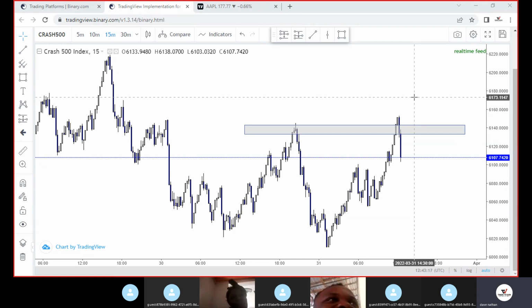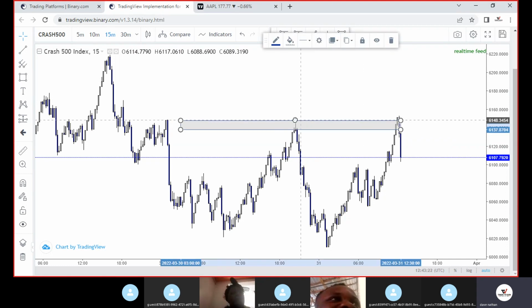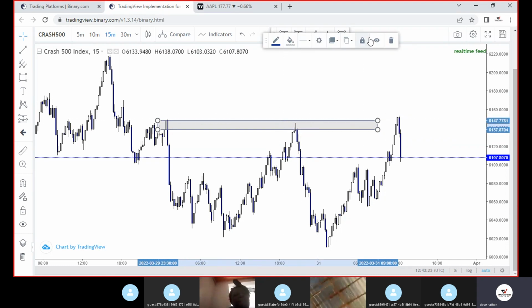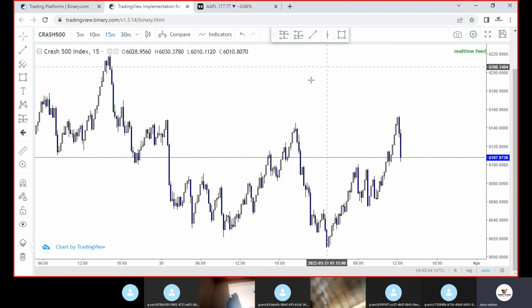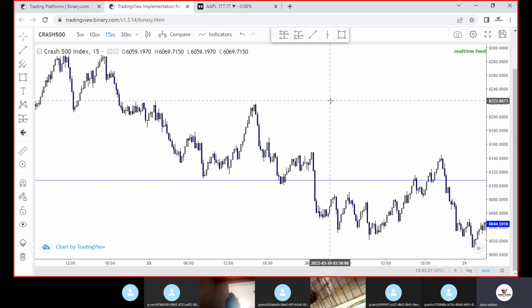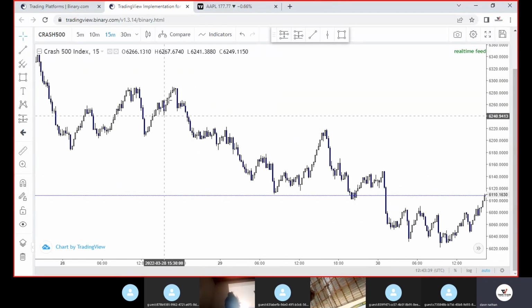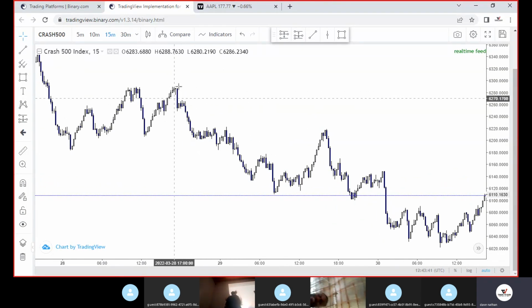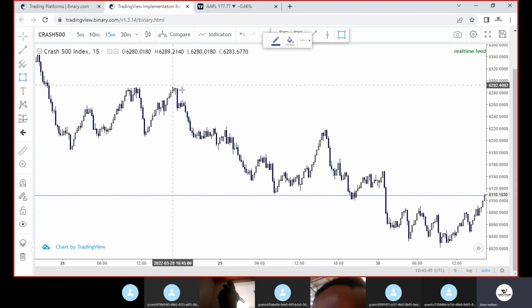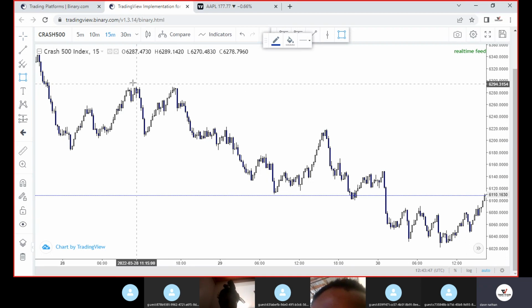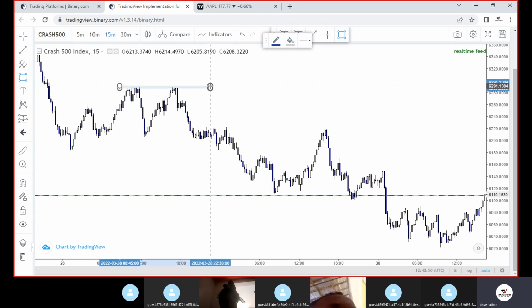Okay, so it's basically supply and demand. And then this was the first point. Now, whenever you want to mark a supply or a demand zone, all you have to do is check: is a resistance broken? Is a support broken? So in this case, let's start the analysis of Crash 500 from this point. Now, this is a resistance. Let's just mark it.